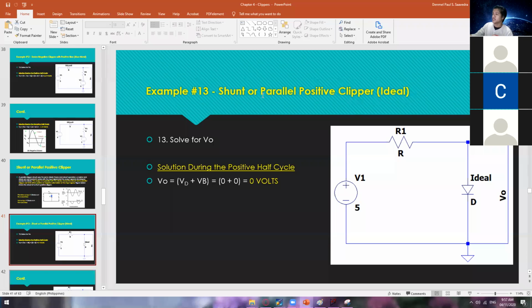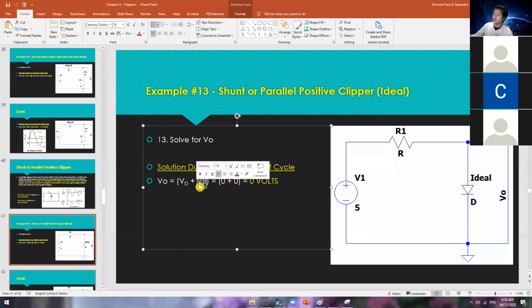So shunt or parallel positive clipper, wherein our diode is an ideal diode. Positive is connected to the positive, negative is connected to the negative. So this one is in forward bias during the positive half cycle. As you can see, there will be no voltage output on this one. Our only voltage output is our threshold voltage, wherein our threshold voltage is 0 because of course it's ideal, and then the other one is the bias voltage.